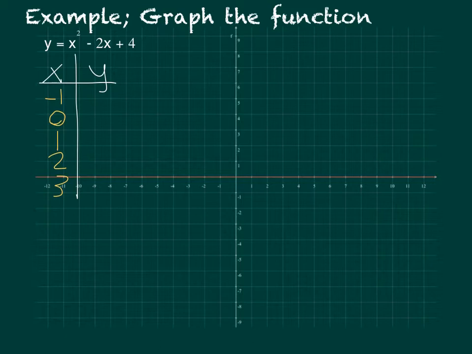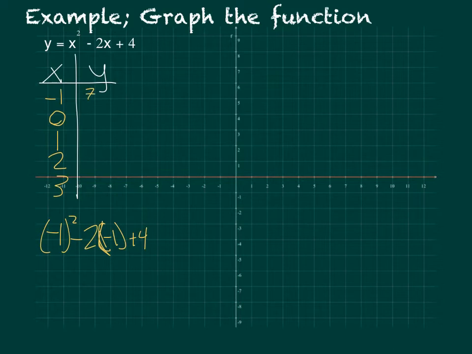Alright, so if I put in negative 1, then negative 1 times negative 1, or negative 1 squared, minus 2 times negative 1 plus 4. So that would be 1 minus the negative, so that would be plus 2. So 1 plus 2 is 3, 3 plus 4 is 7. So that would be a y of 7.